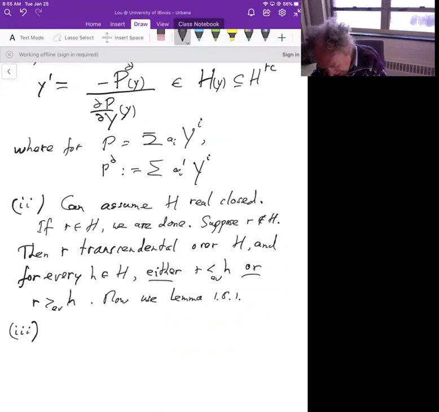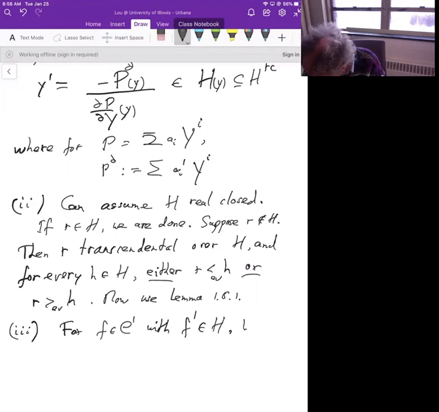The third one was adjoining antiderivatives, right? So for f in C1 with f prime in H, we already had a lemma, 152, that we can adjoin it and get a Hausdorff field. Lemma 152 gives a Hausdorff field H(f).